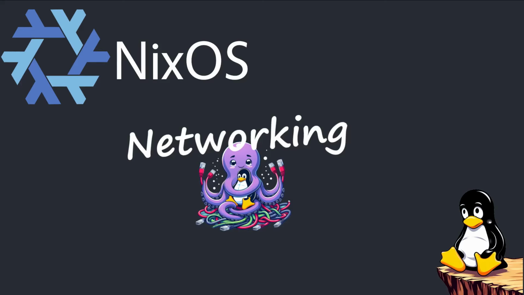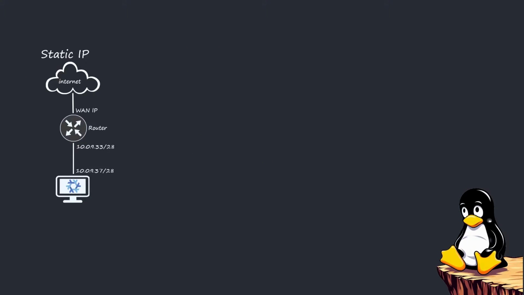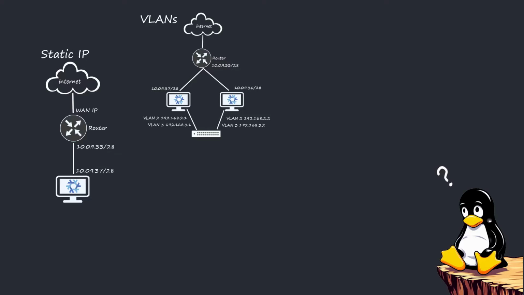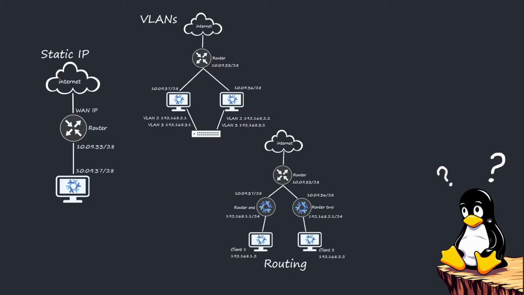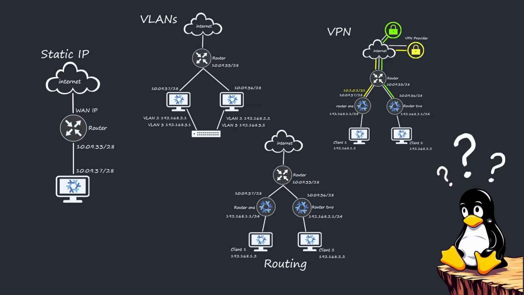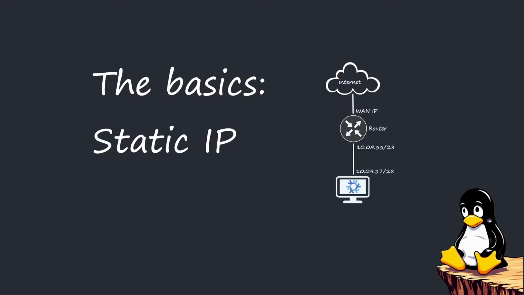Let's learn how to set up networking in NixOS. We'll start out with some basics like setting a static IP, then move on to some not so basic things like setting up VLAN interfaces, basic routing, and routing with VPNs. Let's get started. First, let's start with the basics, a simple static IP configuration that'll match this diagram.